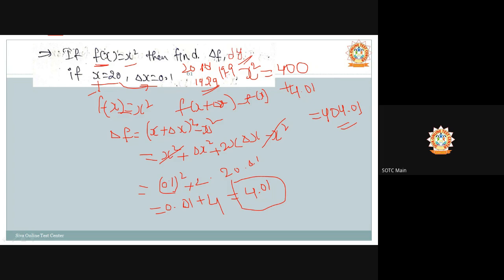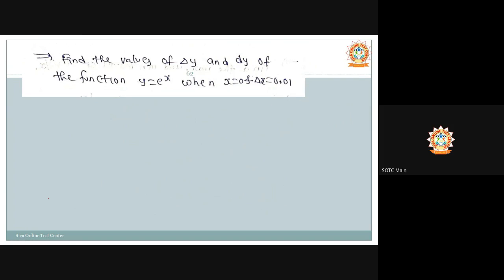Next try to calculate this dy, that is absolute error, right? So dy is equal to f dash of x into del x. f dash of x will become what? Differentiation of x square, that is 2x into del x. So 2 into 20 into 0.1, so it will become 4. So here we have 4.01, and what we say by adjusting it a little here and there is this absolute error. So dy is equal to 4. This is your absolute error. Clear?